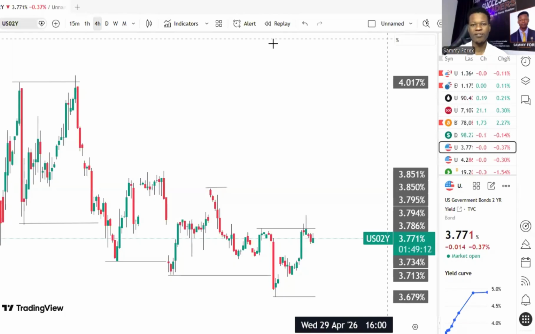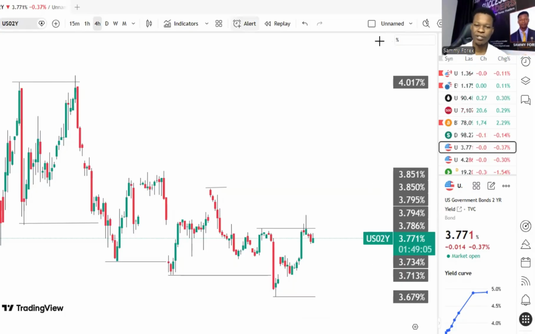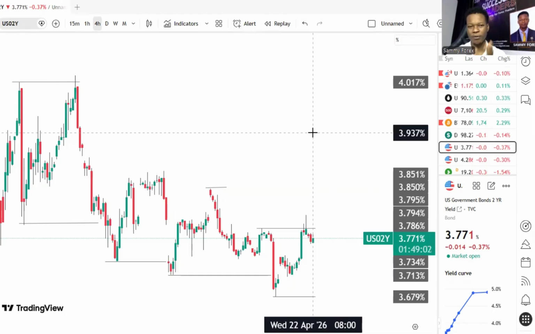Hey guys, let's look at the current Fed expectation, and growth and inflation in the US using the US 2-year yield and US 10-year yield. I think I've posted this 2-year yield.